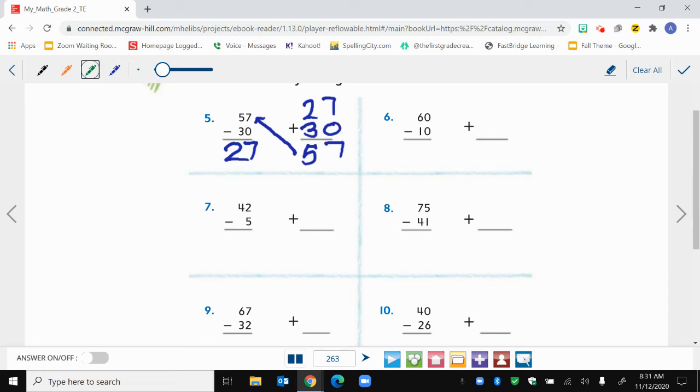On number 6, we had 60 minus 10. So you should have done the ones side first. 0 minus 0 is 0, right? Then 6 minus 1 is 5. So 60 minus 10 is 50. Then you should have done 10 and 50, adding 10 and 50 together, seeing if you could get this answer of 60. 0 plus 0 would be 0, and 5 plus 1 is 6. So you should have got that same number of 60.